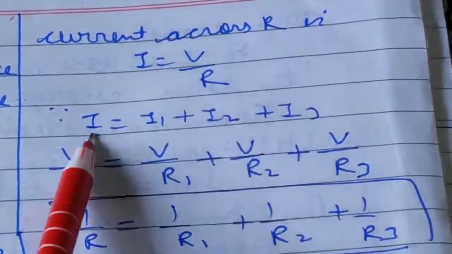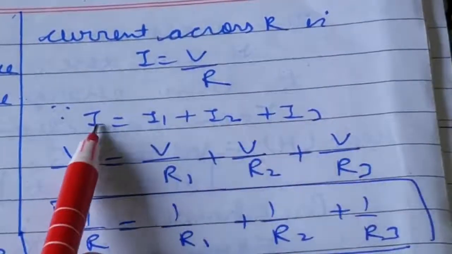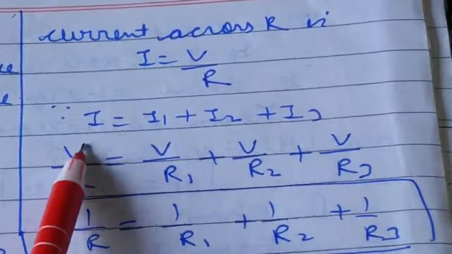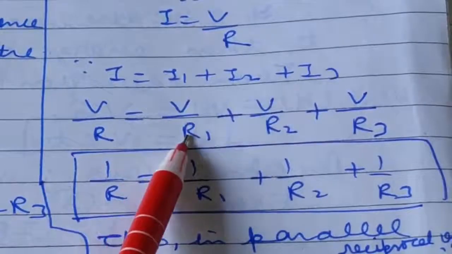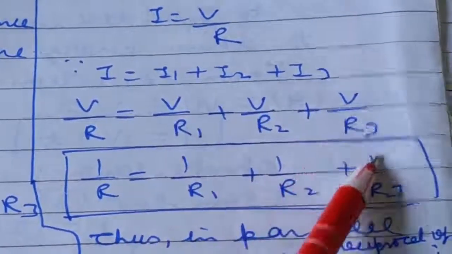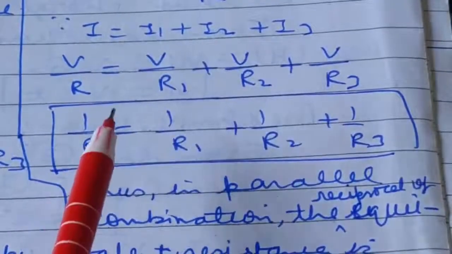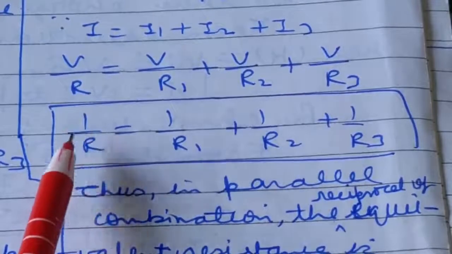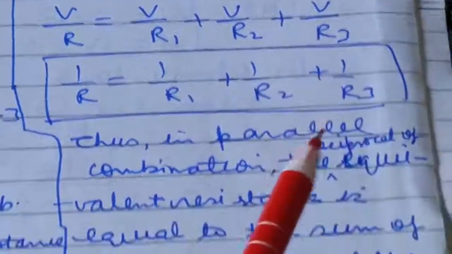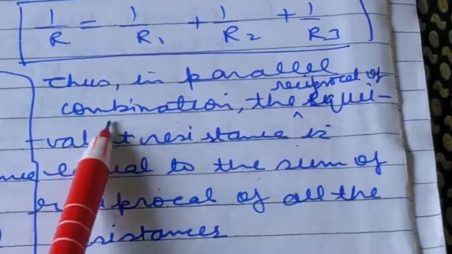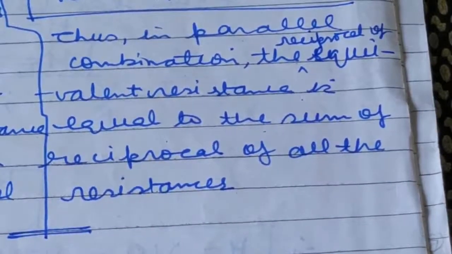Since total current is equal to I1 plus I2 plus I3, here the total current from the cell will be I1 plus I2 plus I3. So I equals V upon R, I1 equals V upon R1, I2 equals V upon R2 and I3 equals V upon R3. Substitute here, we will cancel out V and you will get the result of equivalent resistance in parallel combination, like 1 upon R equals 1 upon R1 plus 1 upon R2 plus 1 upon R3. Thus in parallel combination the equivalent resistance is equal to sum of reciprocal of all the resistances.